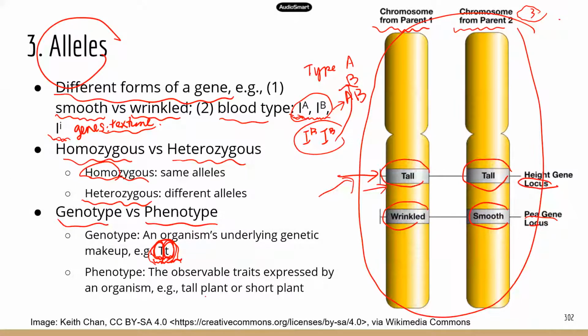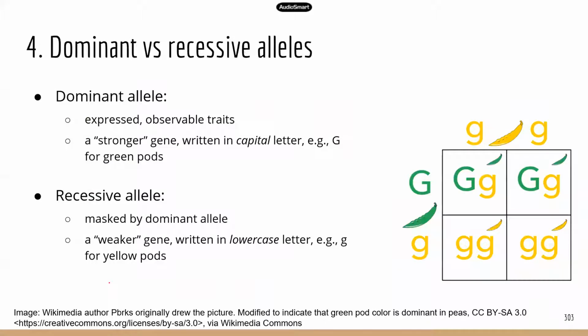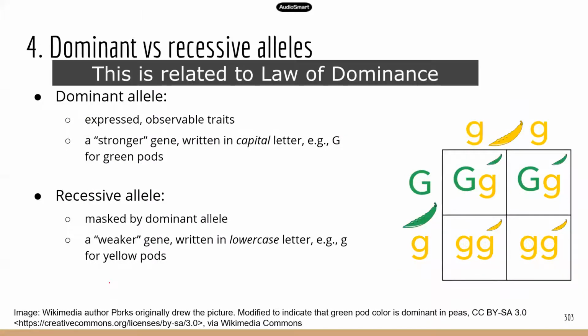For example, you can tell whether a plant is a tall plant or a short plant, right? That's something that you can actually see or measure. Another example is color of the eye, right? You can see pretty easily whether a person has brown eyes or blue eyes. All right, now let's look at dominant versus recessive alleles.